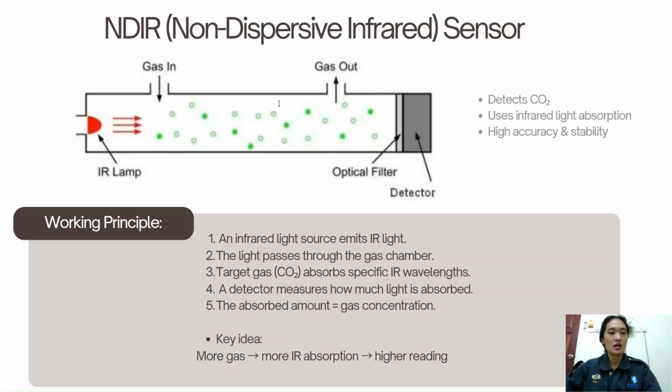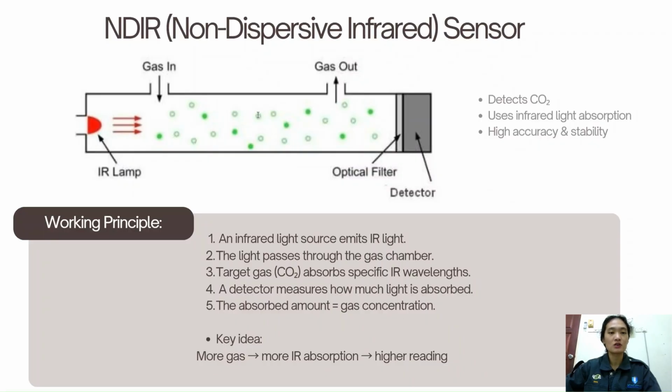NDIR gas sensors. NDIR stands for non-dispersive infrared. NDIR gas sensors are mainly used to detect gases such as carbon dioxide. They operate based on the principle of infrared light absorption. NDIR sensors are known for their high accuracy, stability, and long operational lifespan.